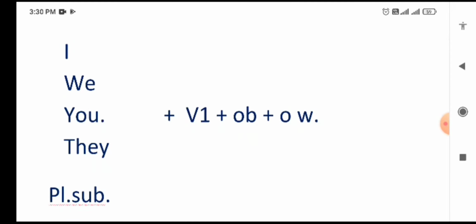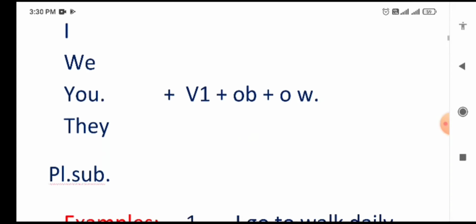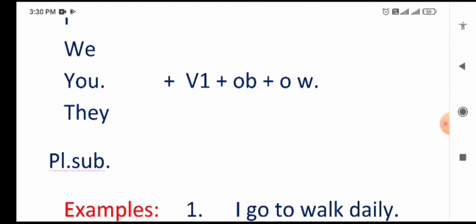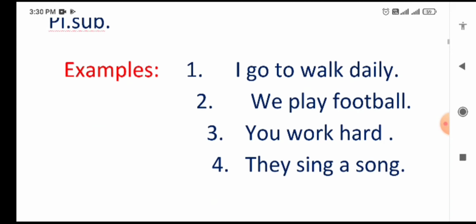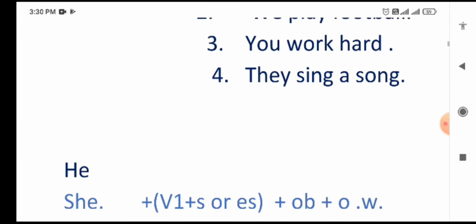If your subject is I, we, you, they or a plural subject, then you have to use first form of verb plus object plus other words. Please note, here you have to use first form of verb. I go for a walk daily, we play football, you work hard, they sing a song. Go, play, work and sing are first form of verb without s or es.